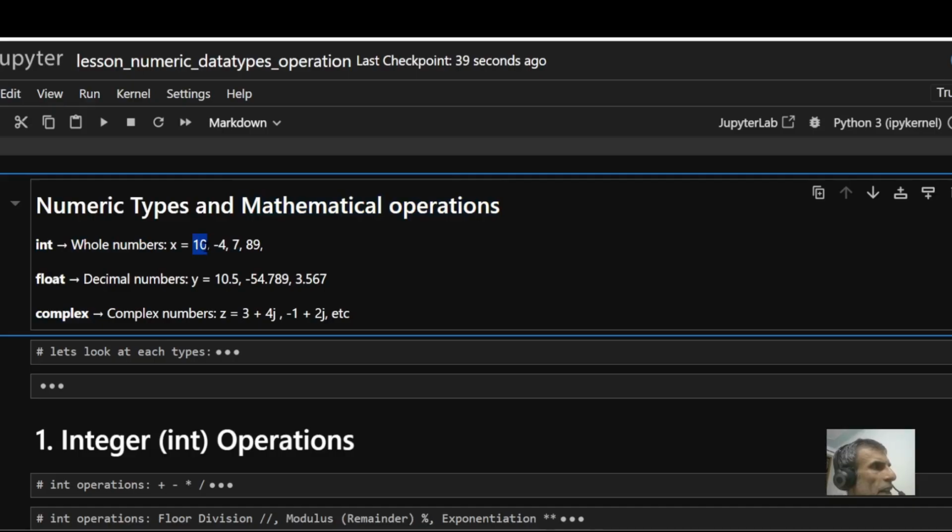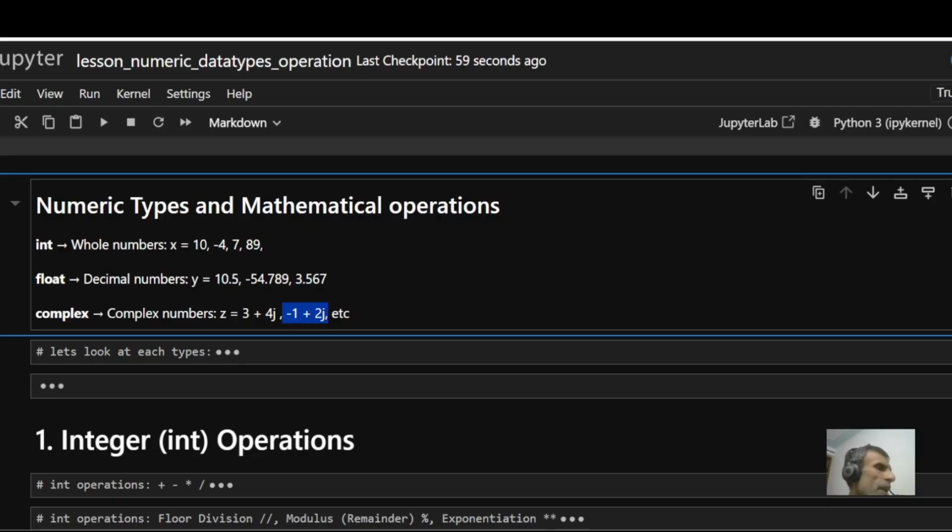Generally, these are your whole numbers, for example 10, -4, 7, 89. These are your integer numbers. Then you have float. Floats are like your decimal numbers, for example 10.5, -54.789, 3.567. These are your float numbers. And then you have complex numbers, like 3 plus 4j, -1 plus 2j. So these are your complex.